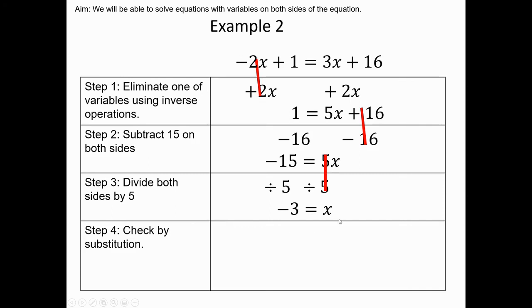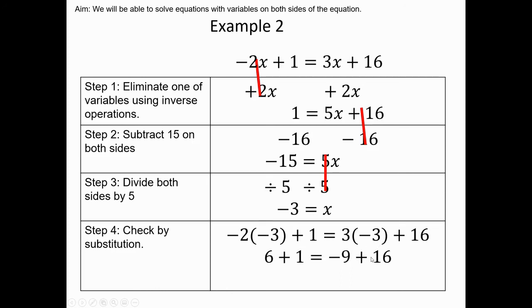So that's our answer, right? And some of you are also probably thinking, I'm done with this work, I'm going to move on, but we must always take the original equation and replace our x's with our answer, just to see if we're right. Negative 2 times negative 3 is a positive 6, so 6 plus 1. And then 3 times negative 3 is negative 9 plus 16. Then I can combine my like terms. 6 plus 1 is 7. Negative 9 plus 16 is also 7. So once again, we know our answer is correct.